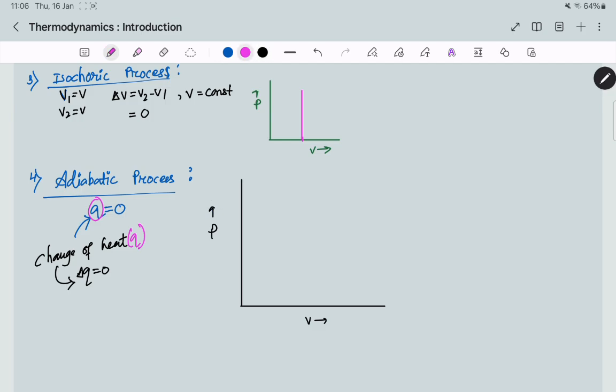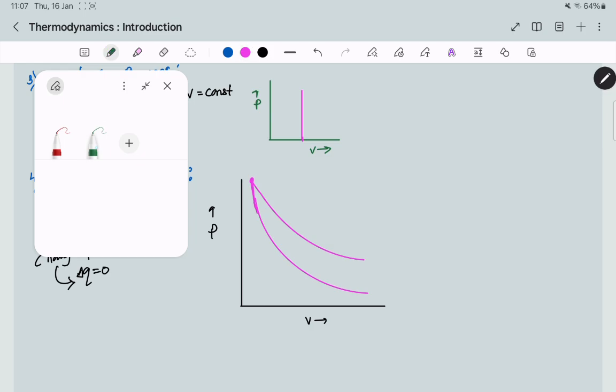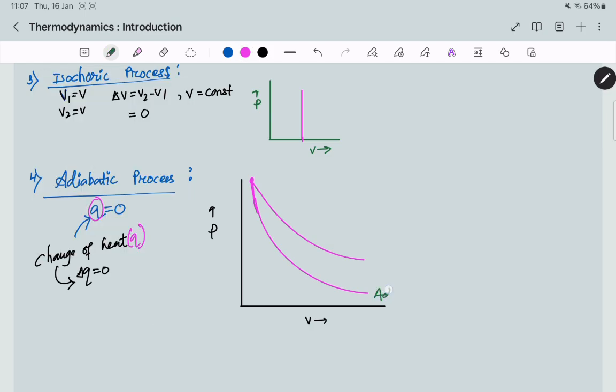So if it is the isothermal process, that will be our adiabatic process. If you are starting from the same point, then if it is an adiabatic process, this one. So which one is adiabatic process? This one is adiabatic process. This one is isothermal process.